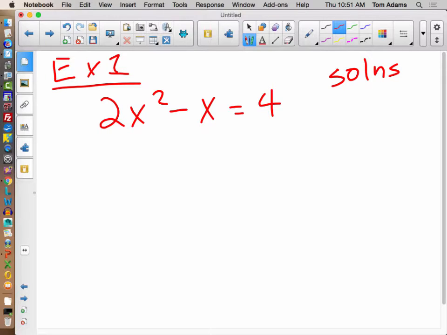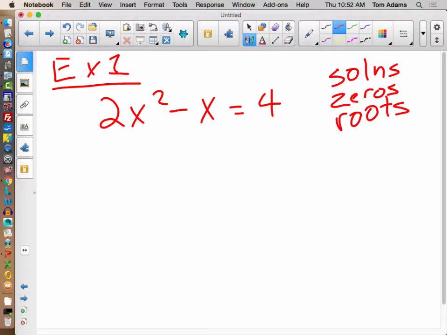Now remember that the solutions are the same as the zeros, and we also sometimes refer to them as the roots. So on a standardized test, if they say find the roots of this quadratic equation, what they're saying is find the zeros. What they're really meaning is find the solution. All three words are kind of synonymous.